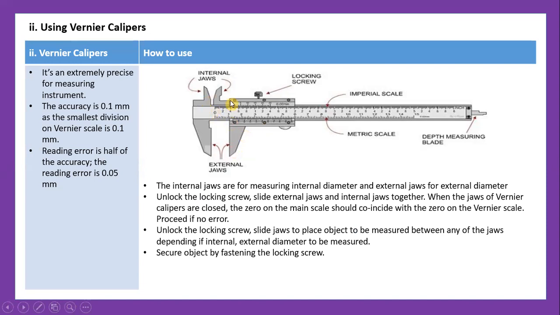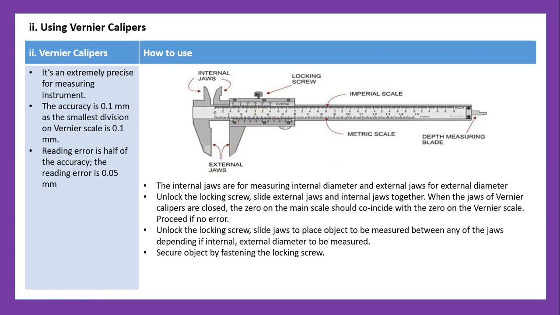When the jaws of the vernier calipers are closed, the zero on the main scale should coincide with the zero on the vernier scale. If there is no error, then you proceed. Then you unlock the locking screw, slide the jaw to place the object to be measured between the jaws, depending on whether the internal or external diameter is to be measured. Finally, you secure the object by fastening the locking screw. Okay, that's how to use the vernier caliper.